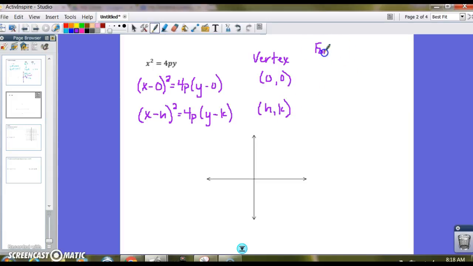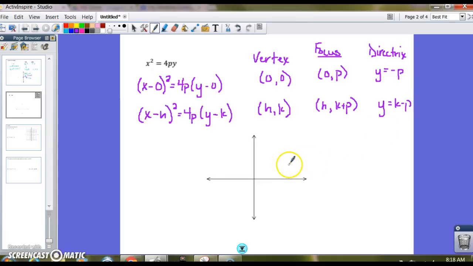Your focus was at (0, p), but now it's going to be at (h, k plus p), because now our parabola opens up or down, so we have to move our focus up or down, right? In our directrix, it was at y equals negative p, and now it's going to be at y is equal to k minus p.